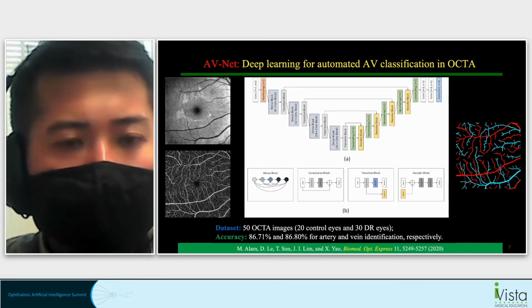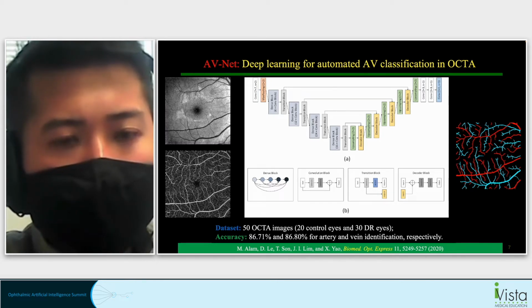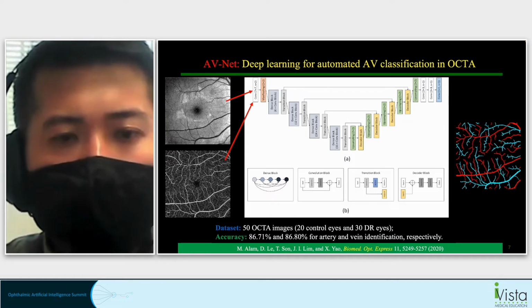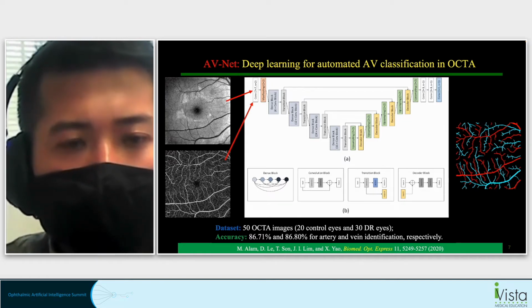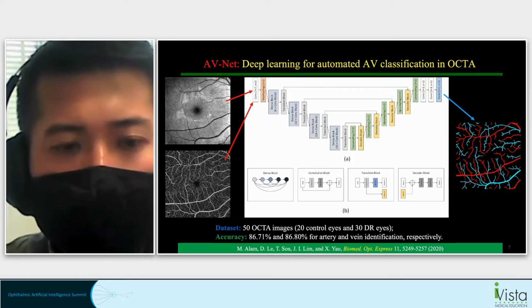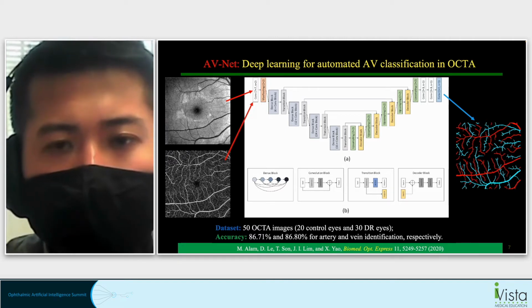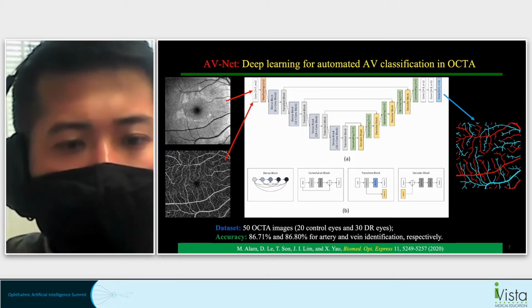Based on our previous study, both OCT and OCTA were required to produce a detailed vascular map. We therefore use them as inputs in a deep learning model for automated AV classification in OCTA. The output of the CNN is an RGB image where the red channel is artery and the blue channel is vein. In our study, we achieved 86.71 and 86.80% accuracy for arteries and veins respectively.